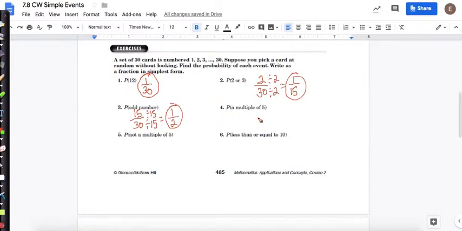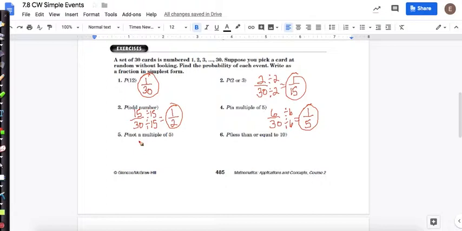Probability of a multiple of 5. Remember, count by 5s. And we have to go till 30. So 5, 10, 15, 20, 25, 30. How many would that be? 6 out of 30. Now I know you're probably thinking you could divide by 2, which you could. But I notice the top number is 6, and that 6 goes into 30. So I can divide top and bottom by 6. 6 divided by 6 is 1, and 30 divided by 6 is 5. So the probability of a multiple of 5 would be 1/5.